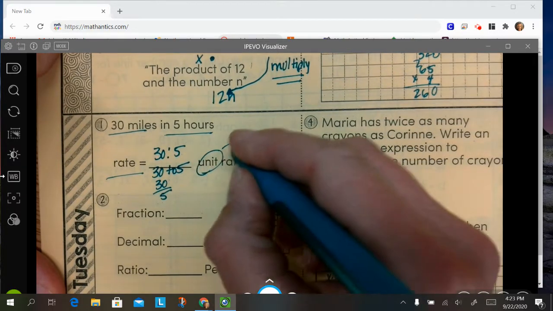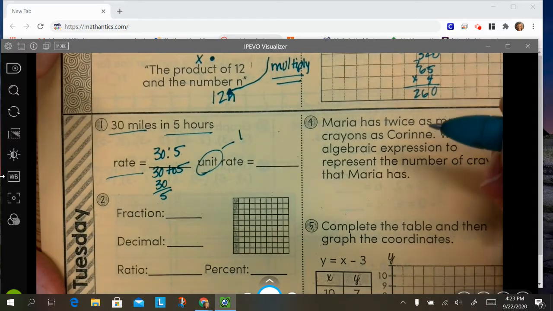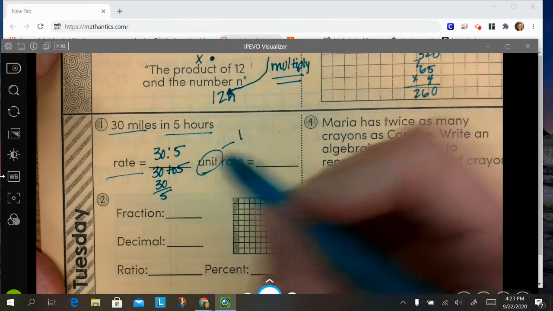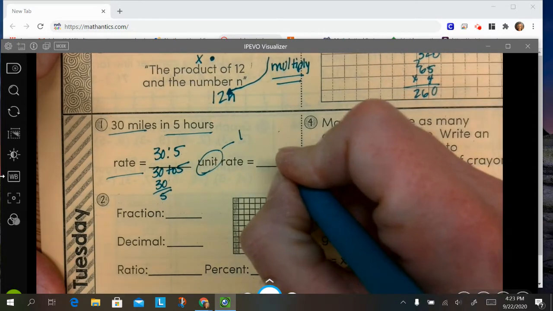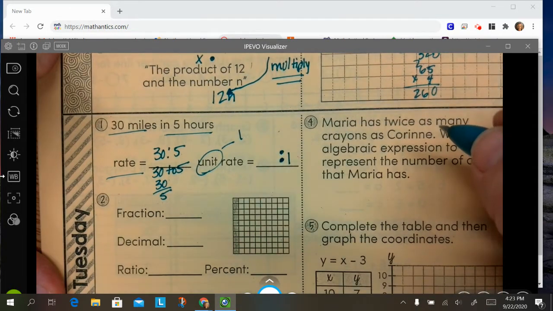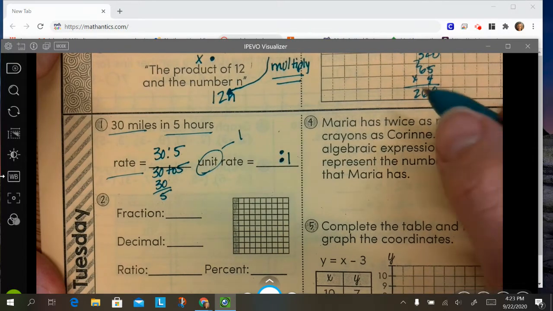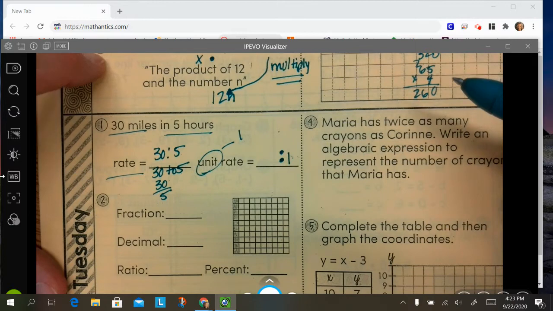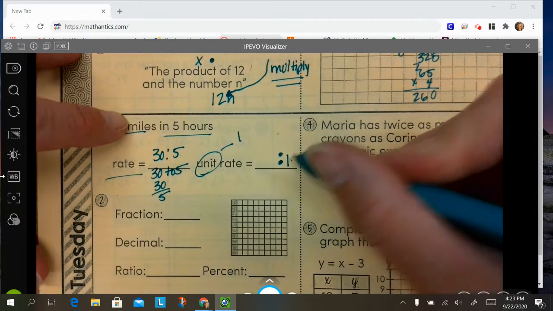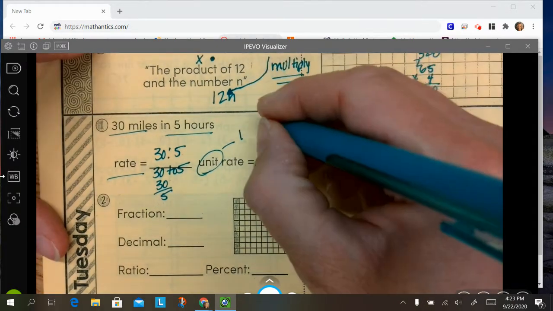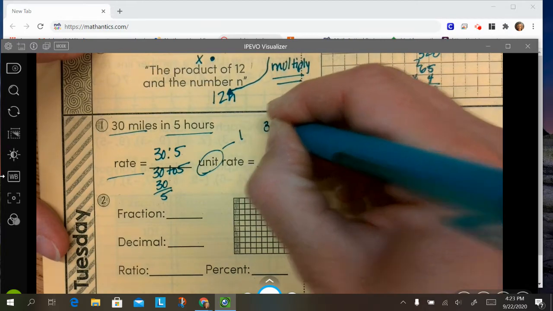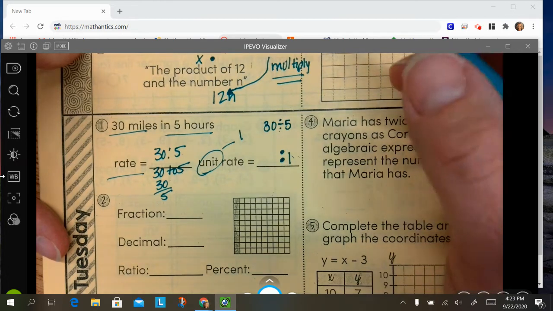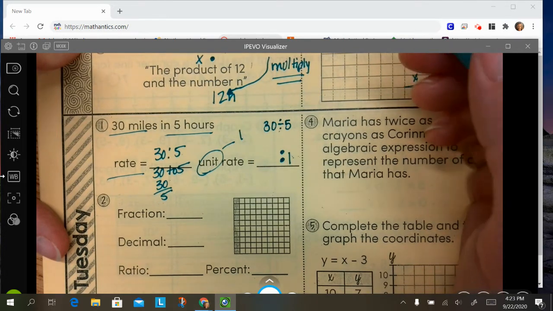Now, the unit rate is a little different. The unit rate means you're looking to get to 1. So think unit. Unit means 1, and you want to get to 1. They want to know what 1 is worth. In this case, it's 30 miles in 5 hours, so they want to know what 1 hour would be. How far would you go in 1 hour? To get to 1, you want to use division, because anytime you use division, it'll break it down into that 1 unit, that 1 component.